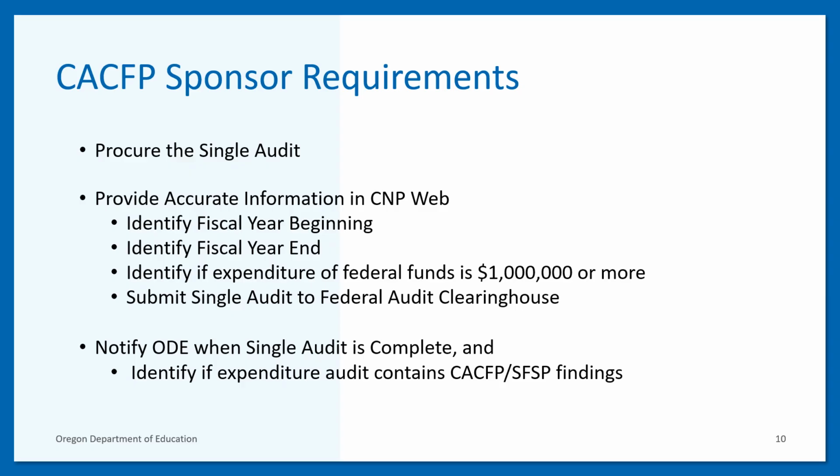Information regarding the organization's fiscal year beginning, fiscal year end, and identification of federal funds expended in the previous fiscal year is located on lines 138 through 140 of the sponsor information sheet in CMP Web. ODE relies on this information to identify CACFP sponsors who are required to have a single audit completed.